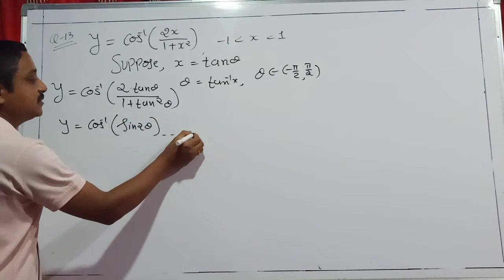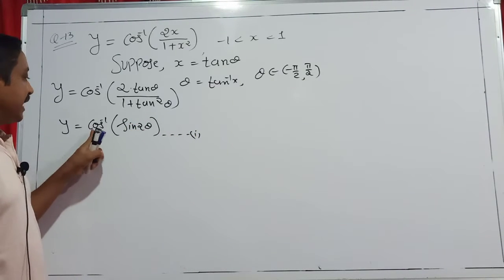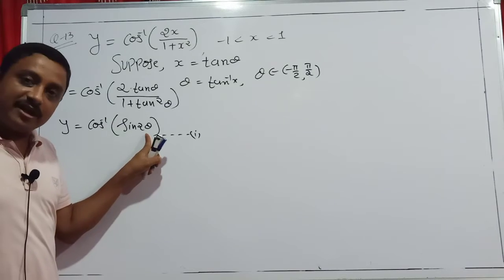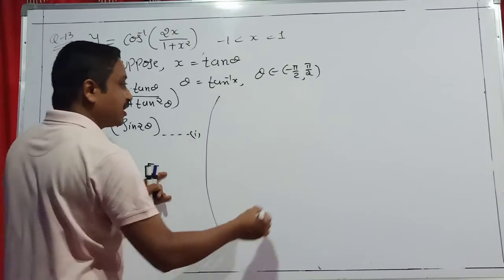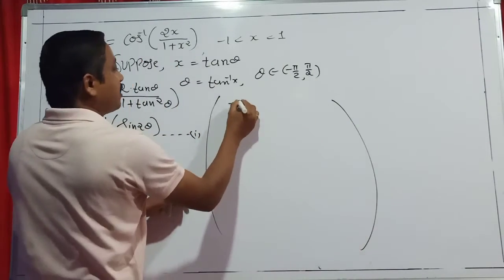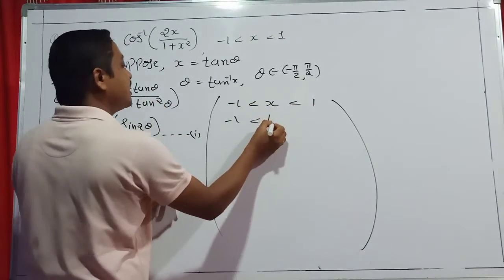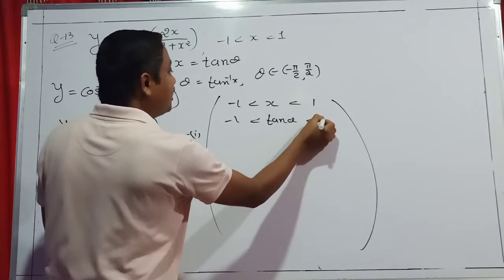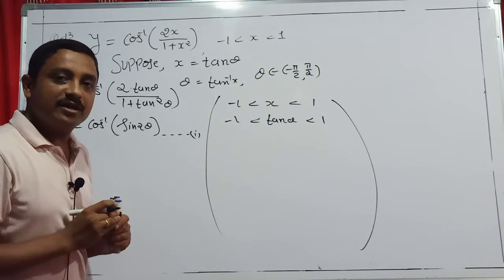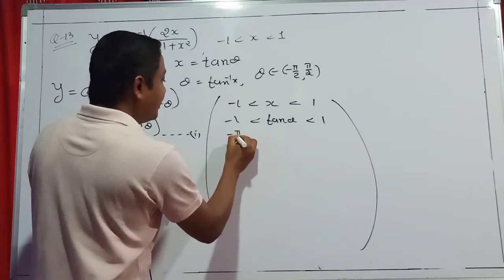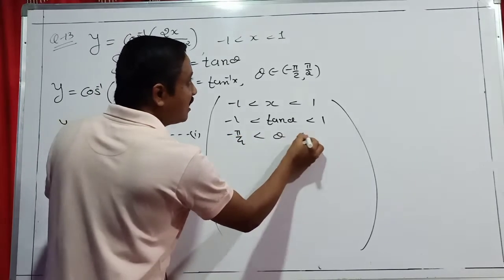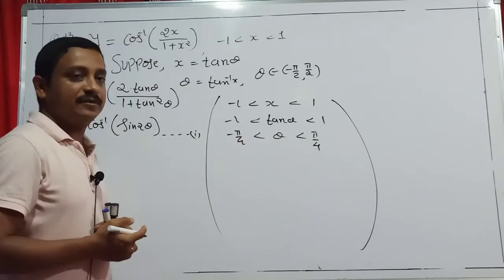So one more time, same condition. Here outside is cos but inside is sine. So I go to our condition, minus 1 to 1. I already told you, the substitution is tan theta. So how many degrees? Tan is 1 and minus 1. Yes, it is 45 degrees for theta, and here also 45 degrees.